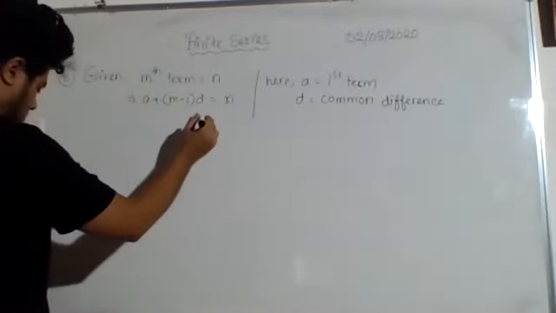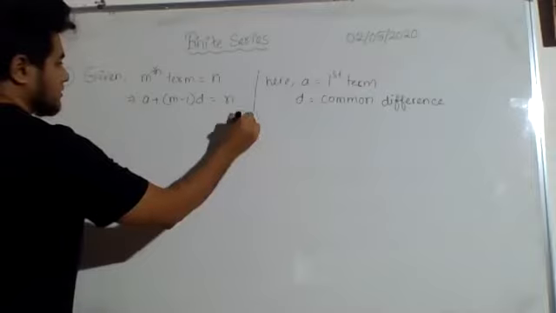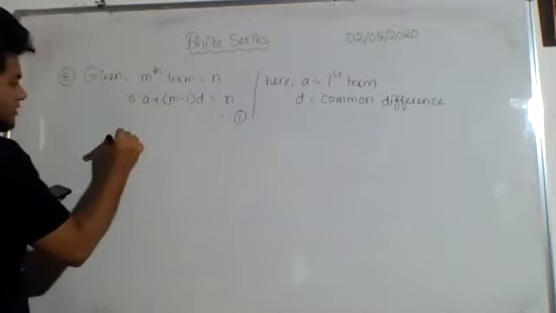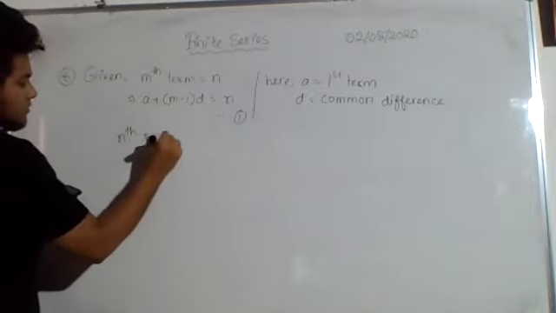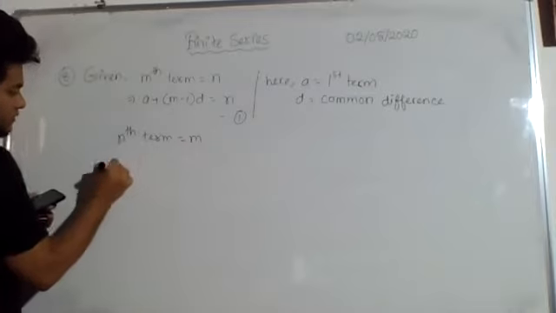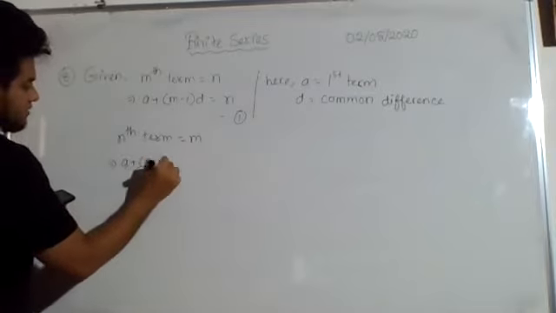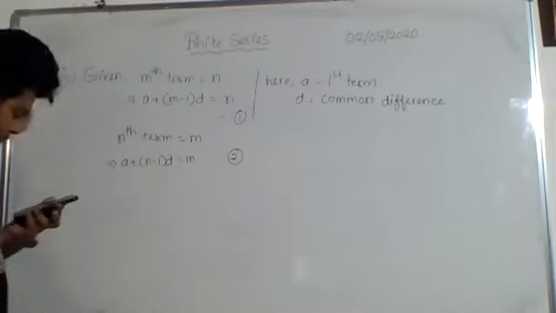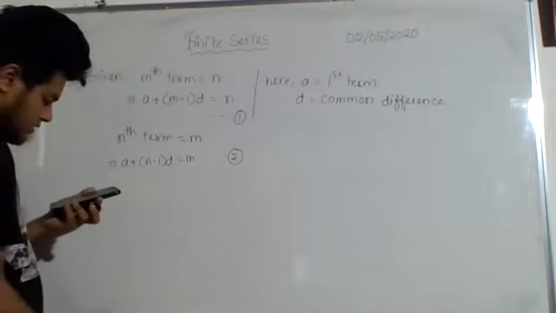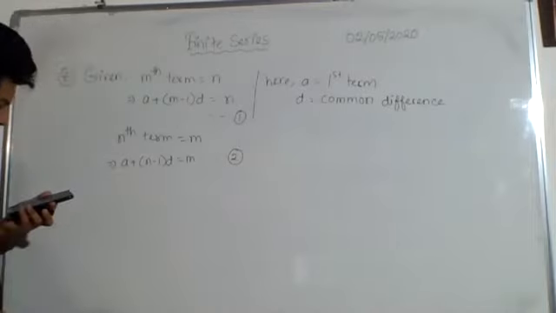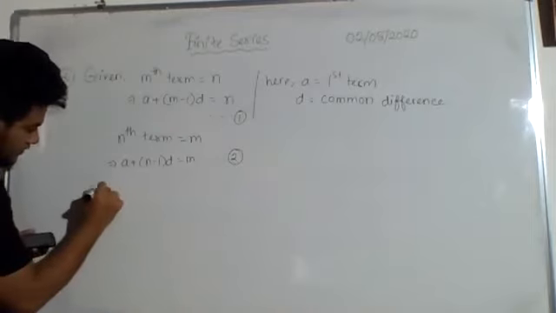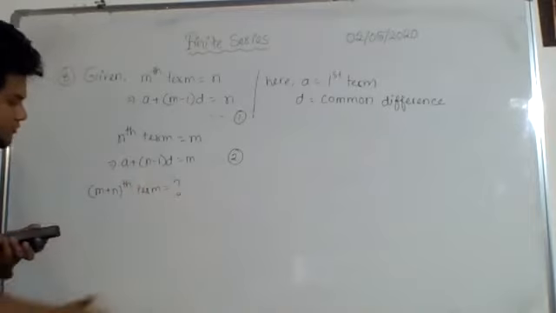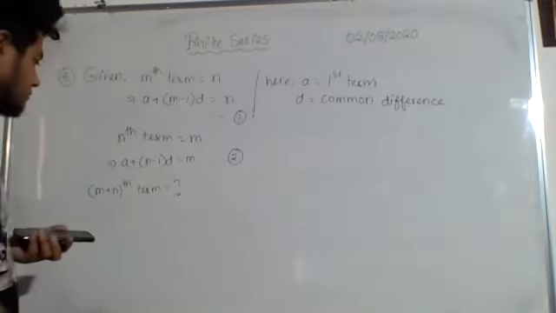So this is one equation. Let us say this is equation number 1. Then another piece of information is given: the nth term is m. So the nth term, a plus n minus 1 into d, is equal to m. This is another equation, equation 2. They told us to find out the m plus nth term of the series. So we need to find out what the m plus nth term is equal to. That's it. We will try to find out.